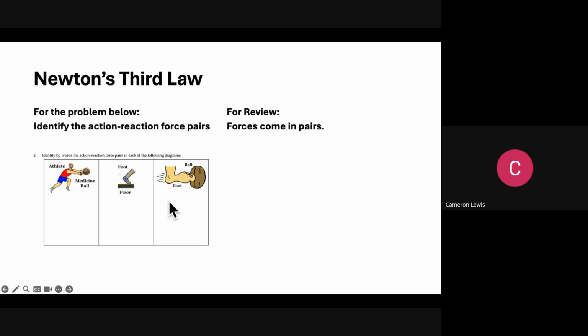Athlete pushes medicine ball. What's the equal and opposite? The ball pushes back at the same time he's throwing it. Just use the same words and just flip the direction. Medicine ball pushes athlete. Exactly. That's what I'm saying. As a ball leaves your hand, the ball is also putting a force back on you. Yes. Say the next one.